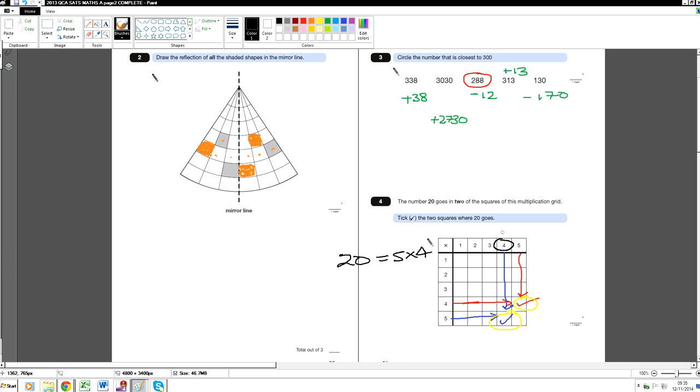So as we can see, 4 times by 5, that will give you an answer here, which I've done. And then we have 5 times by 4, which will give you an answer here. So we have 2 ticks that go in those 2 boxes. My ticks are a bit big. Try to keep yours inside, please. And that's the end of question number 4.